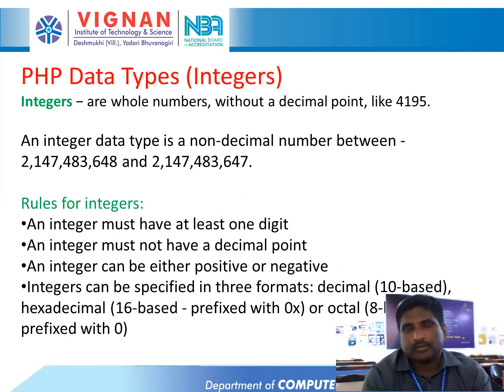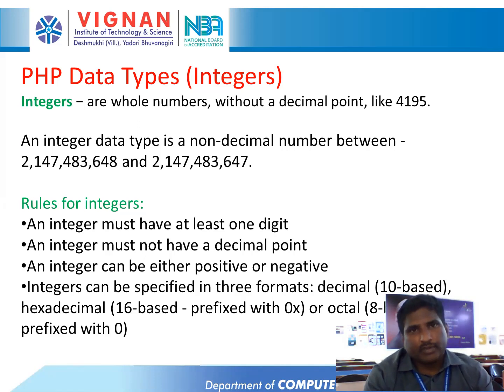Integers are whole numbers, with no decimal point. The integer range is between minus 2147483648 and 2147483647. This is the range of the integer data type in PHP. While declaring integers, an integer must have at least one digit, and must not have any decimal point. The integer can be either a positive or a negative number.